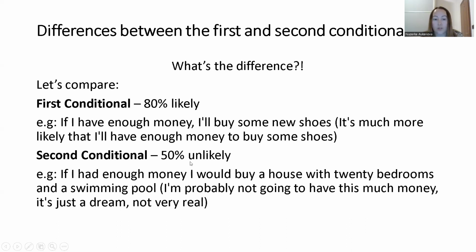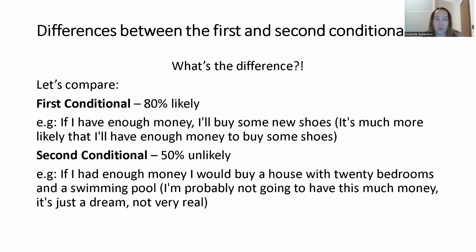The second conditional is unlikely, 50%, or maybe just 20%, I would say, because it's not like the first conditional. It's unreal, so unlikely in reality. For example, if I had enough money, I would buy a house with 20 bedrooms and a swimming pool. I'm probably not going to have this much money. It's just a dream, not very real, right? Just a dream and imagination. My prediction, I would say.